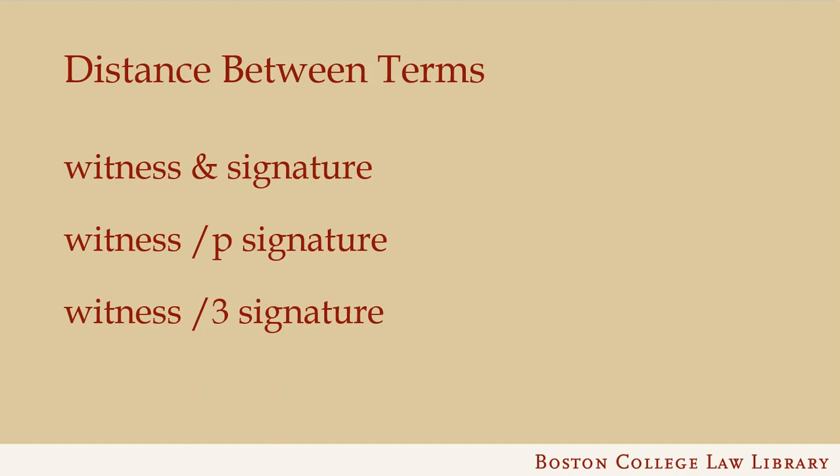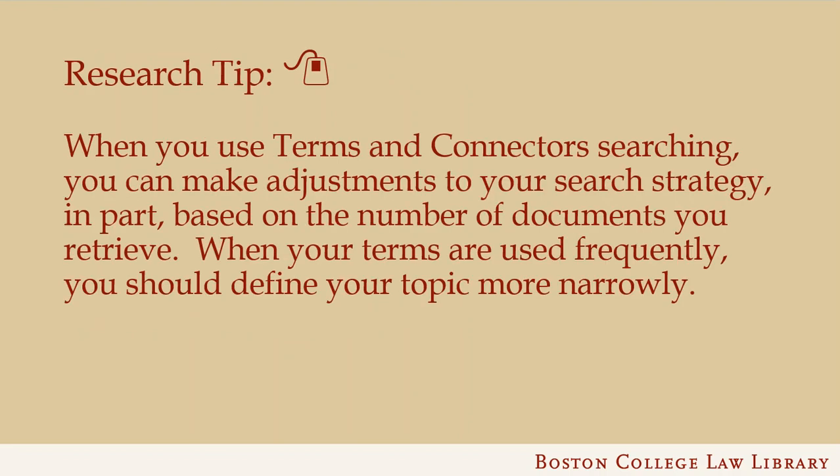What is the ideal distance between search terms? It really depends. If you're looking for any case that mentions a witness and a signature, use the AND connector. If you're looking for cases that discuss a witness's testimony and talk about that witness's signature, maybe the same sentence or same paragraph connector might be more useful in eliminating irrelevant cases. And if you're looking for something about a witness to a signature, it might be best to have it within a few words.